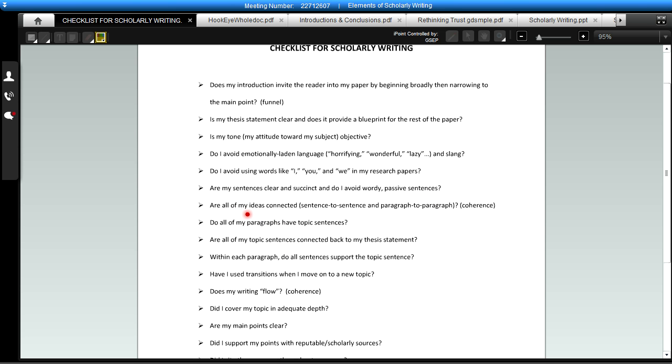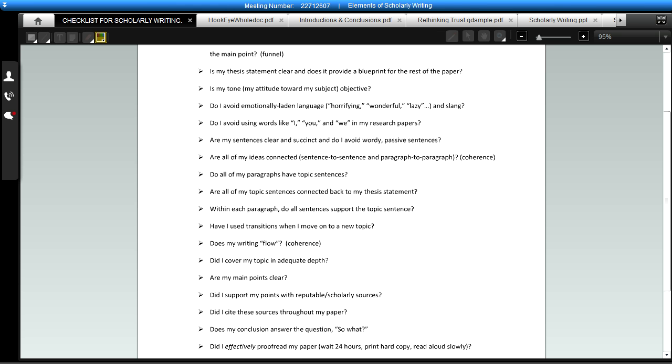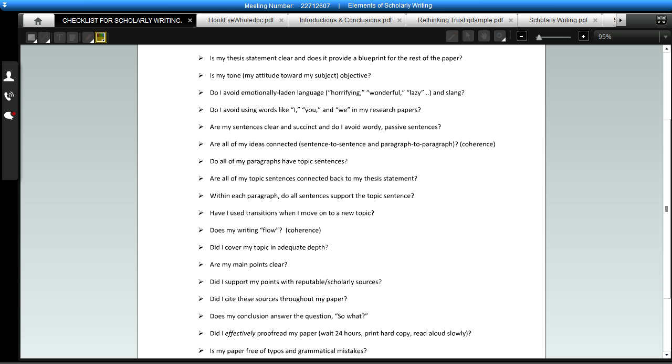The idea is making sure the ideas are connected. That's where you can use that hook and eye technique to make sure you have effective coherence there. Having topic sentences, that's obviously a key. You want to make sure that your topic sentence is more of a general statement that sets up the rest of the sentences within each paragraph, and the rest of those sentences have to refer back to the topic sentence.